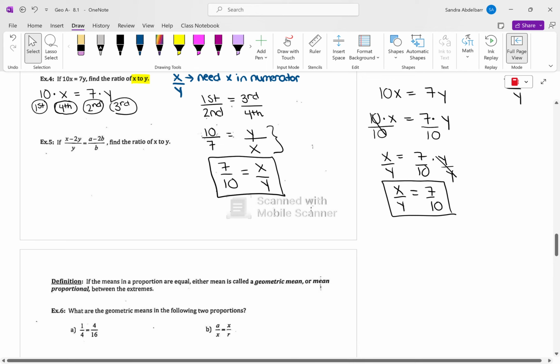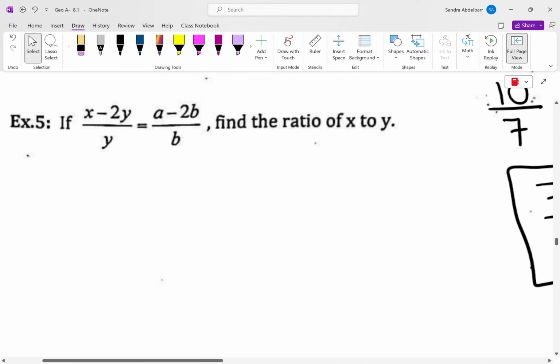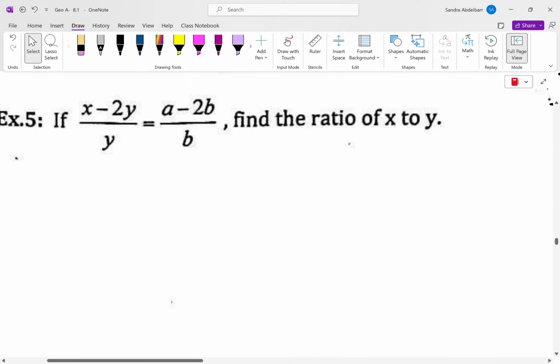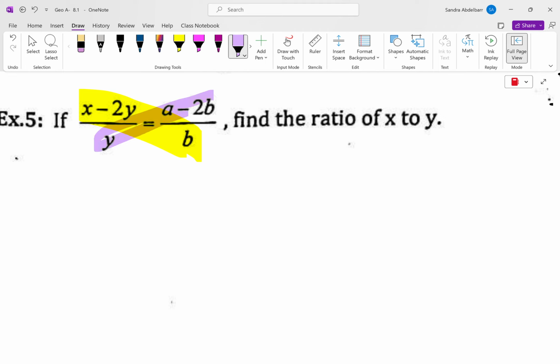All right, let's do another one that's a little bit more complicated. It says, if this whole proportion, find the ratio of x to y. Right now, I have multiple y's, I have x's, I have a's and b's. So this is not a quick solution. So what I'm going to do is take this proportion and cross multiply it. That's where I'm starting here. It's not much I can do within the proportion itself. So we're going to cross multiply.